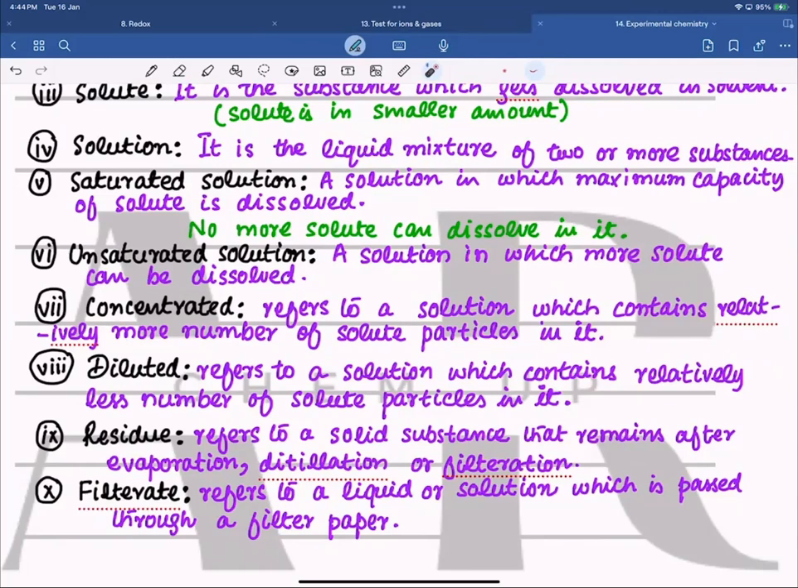Sir, the solution could be soluble or insoluble also, right? Yes, the solution can be soluble or insoluble as well, right? Insoluble, we normally call it a mixture. If the solid is not dissolved, then we call it a mixture. If something gets dissolved, then we call it a solution. Okay, sir.